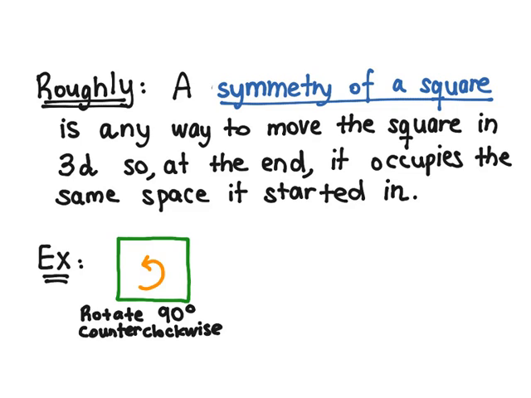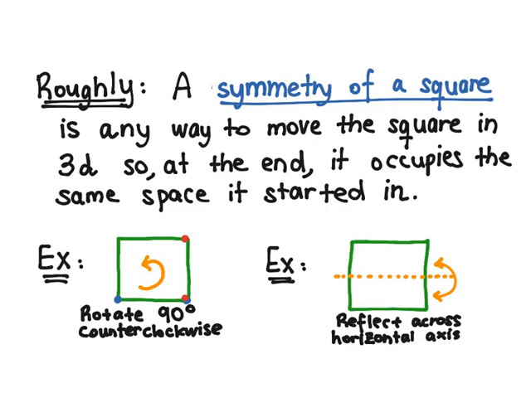So an example of a symmetry of a square would be to take that square, pick it up, and rotate it by 90 degrees counterclockwise. So for instance, this corner would wind up here, and this corner would wind up here, and so on. So I've moved the square around, but at the end, when I put it back down after rotating it 90 degrees counterclockwise, it sits in exactly the same spot that it started in.